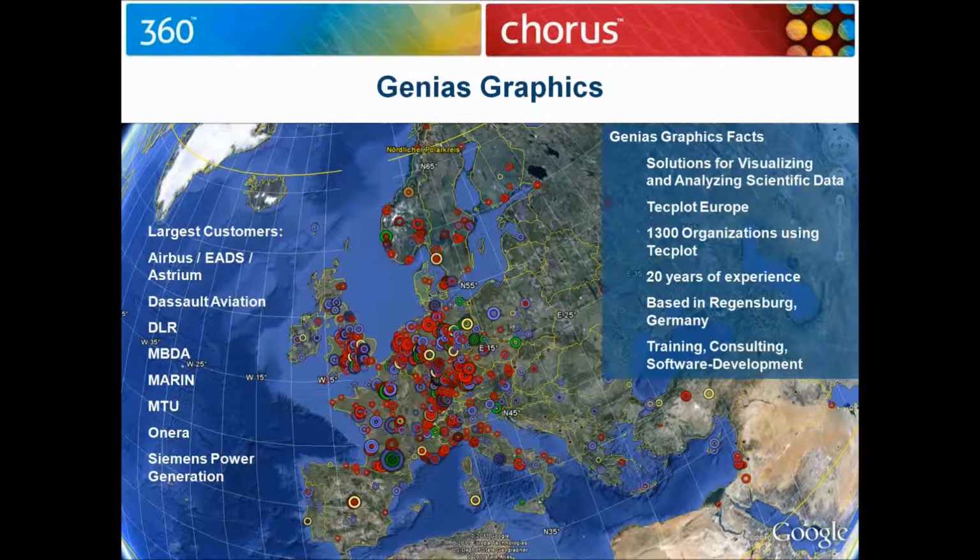So Genias Graphics. We are basically providing solutions to visualize and analyze scientific data. We are a Tecplot exclusive distributor within Europe, and approximately 1,300 organizations are using Tecplot in Europe. We have more than 20 years of experience in doing so, and we are based in Regensburg in Germany, in the southeast, between Munich and Nuremberg. We also do some training, consulting, and software development. Our largest customers are mainly from the aerospace domain, such as Airbus, Dassault Aviation, the DLR, MBDA, but also Marine, MTU, and so on.